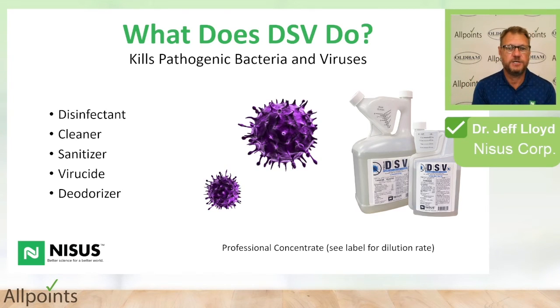So what does DSV do? Well, I mentioned it's a disinfectant, sanitizer, and viricide. So it makes hard surfaces safe from pathogenic organisms by killing those pathogenic organisms, and it's effective against fungi, bacteria, and viruses. You can see all of the organisms that it's labeled to control on the label there.